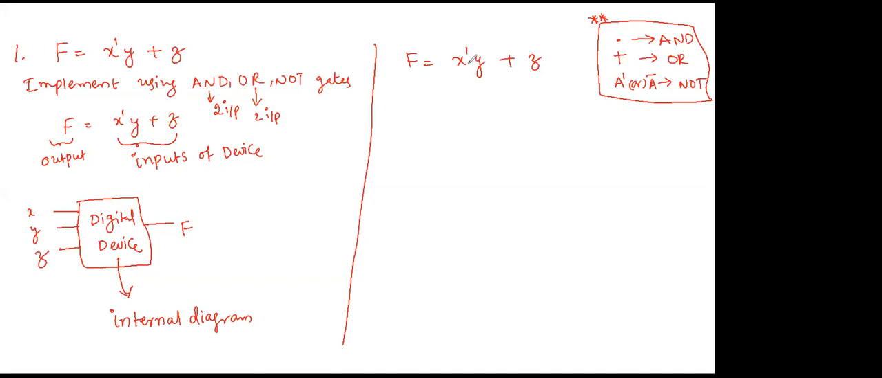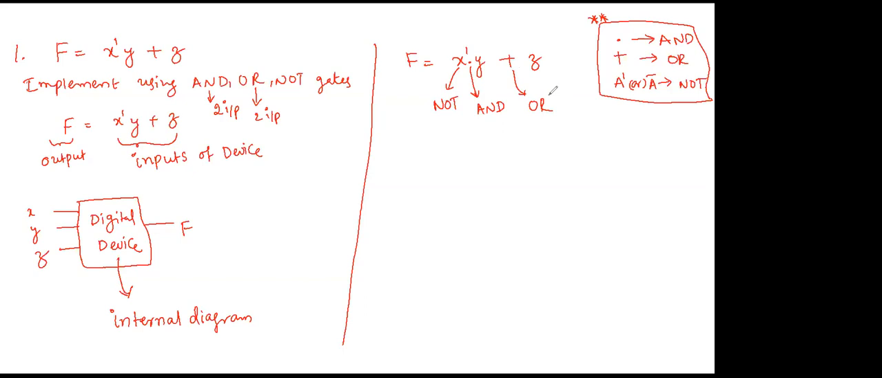See x dash y. How will you get x dash? X dash you will get from the NOT gate. Then you have x dash dot y. Dot is nothing but AND gate. What is this plus sign? Plus sign indicates OR gate.